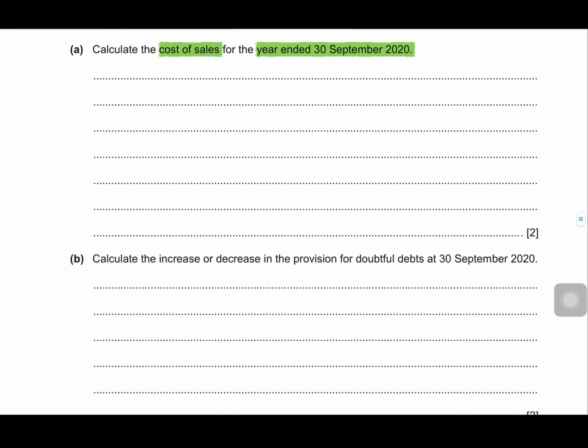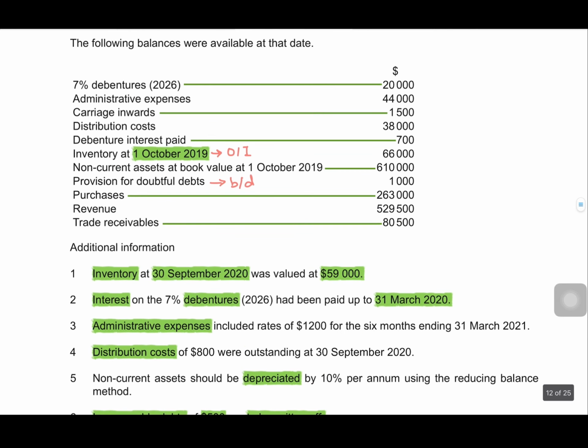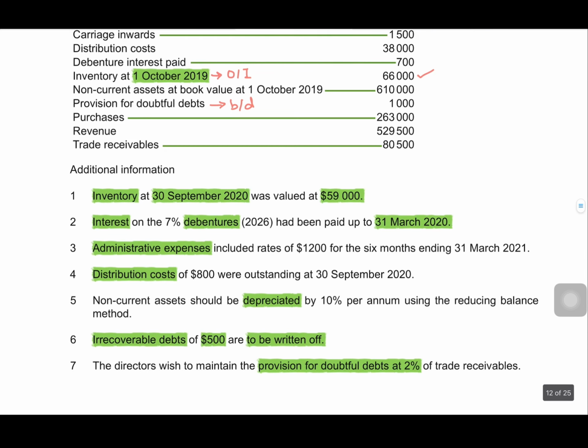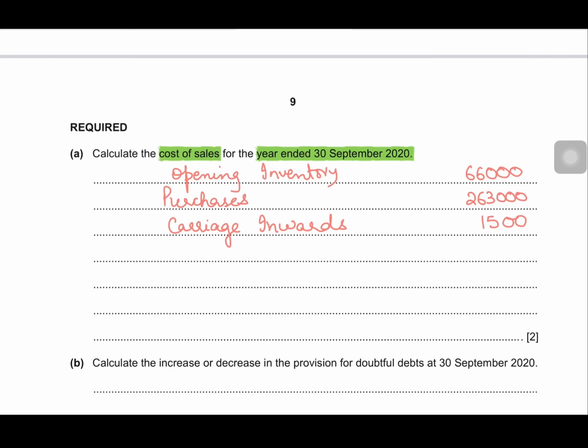So in this question, how many components do we have for cost of sales? We have opening inventory amounting to 66,000, right? So opening inventory will be added. Then we have purchases. Purchases are how much? These are 263,000. There are no purchases returns in this question, and there are no goods withdrawn by the owner as well. However, we have carriage inwards amounting to 1,500. And lastly, we have closing inventory as well, which will be subtracted.